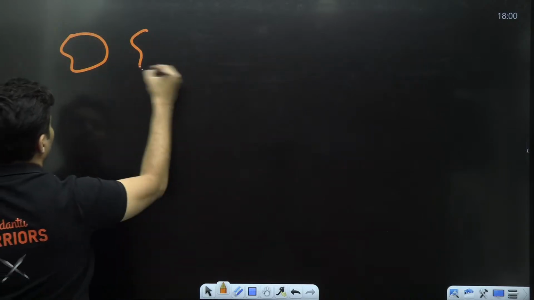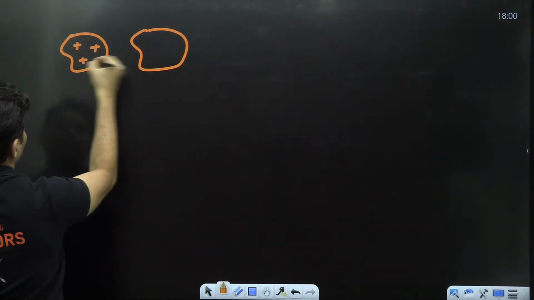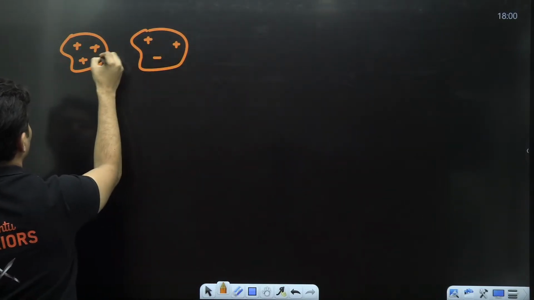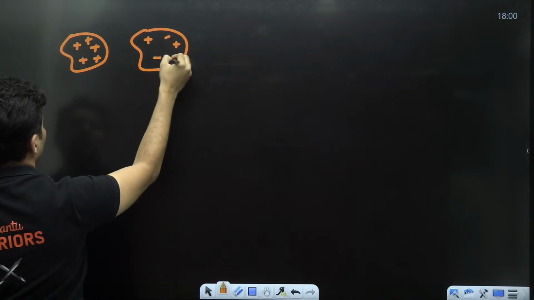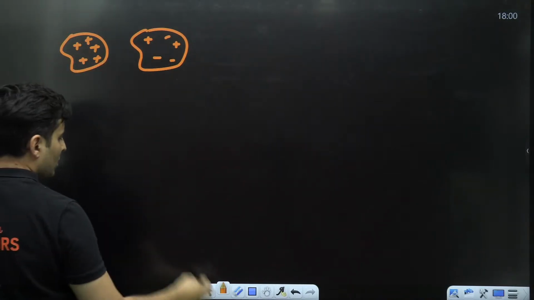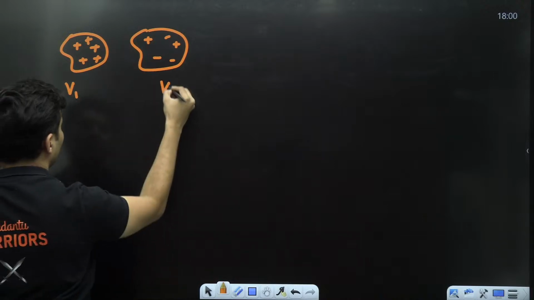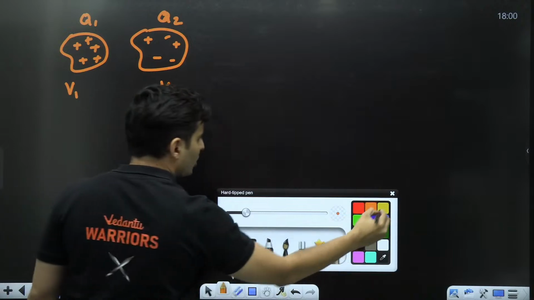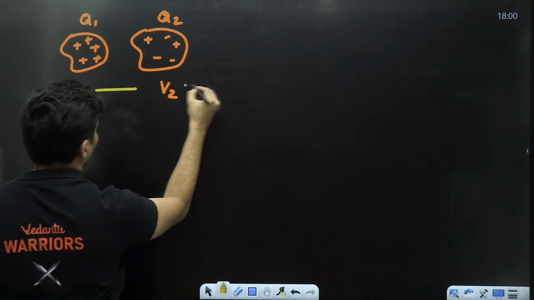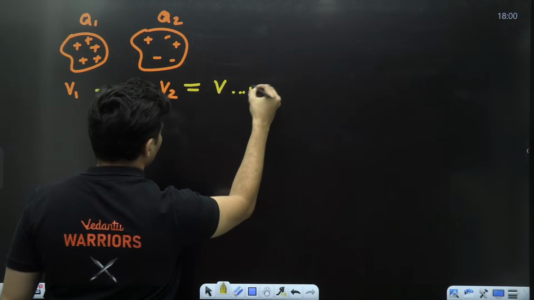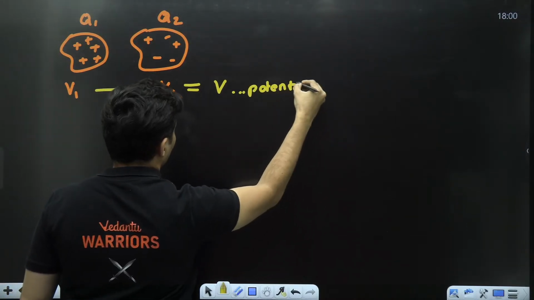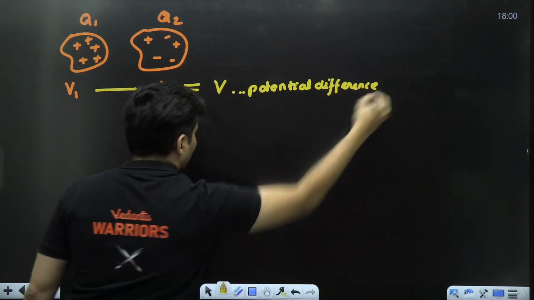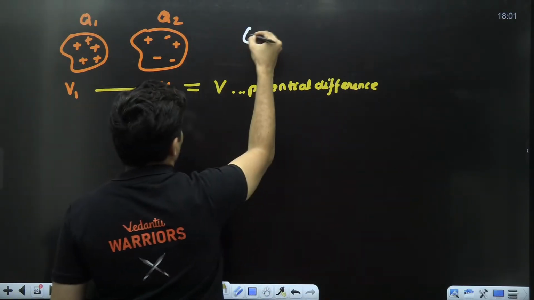So if there is a conductor here and a conductor here, this has some charge, this has some charge, maybe something else over here, this has more positive, this has maybe more negative, whatever. So if this has voltage V1, this has voltage V2, this has charge 1, this has total charge 2, the difference between these two voltages is V, which is your potential difference. Now this is your general capacitor, the general case.